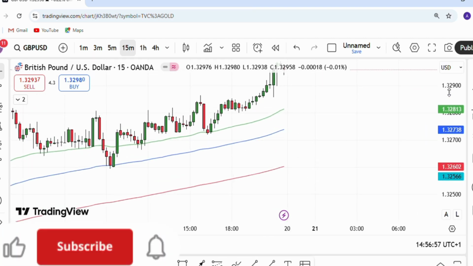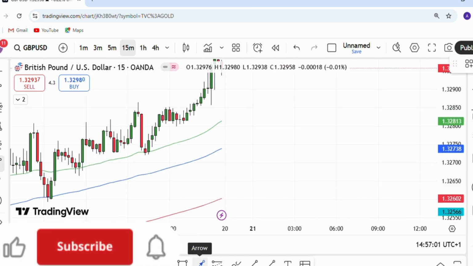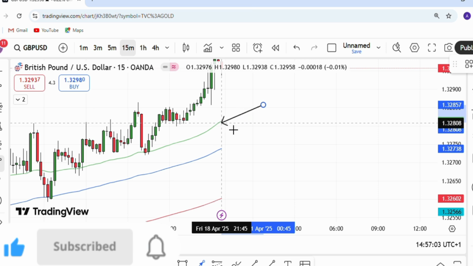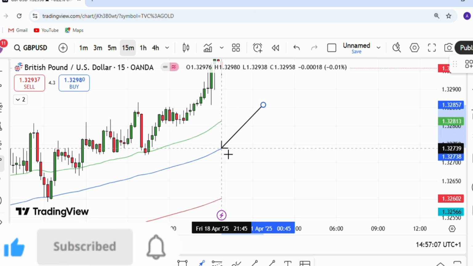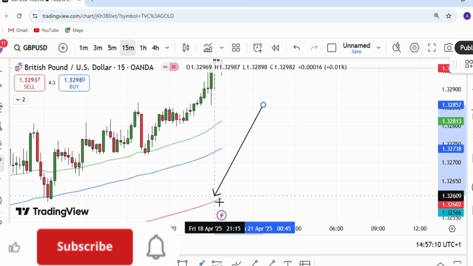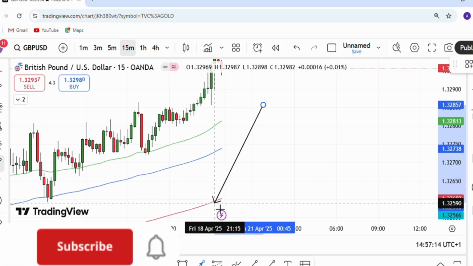Then once you have that, the next thing is for us to know what we are doing, whether we are buying or selling, with our directional bias. In the scenario of buying, we have the 50, the green one, greater than the 100, the blue one, which is also greater than the 200, the red one. That means you're looking for buying opportunity. So in a scenario like this, we're looking for buy.